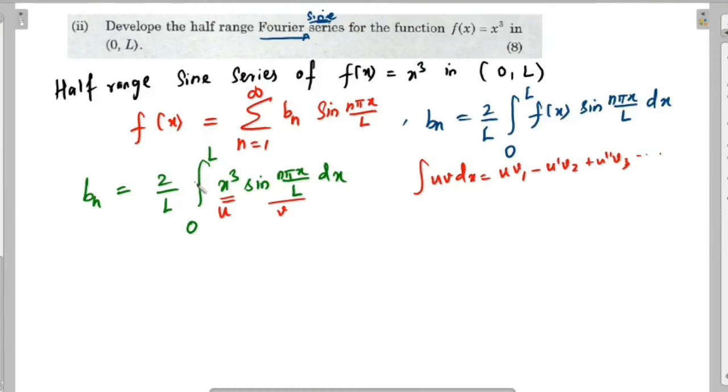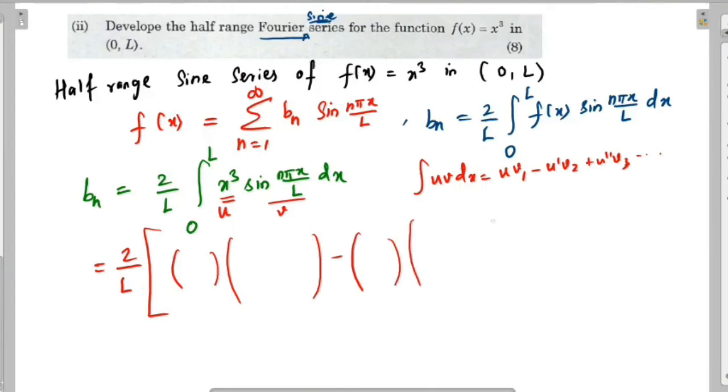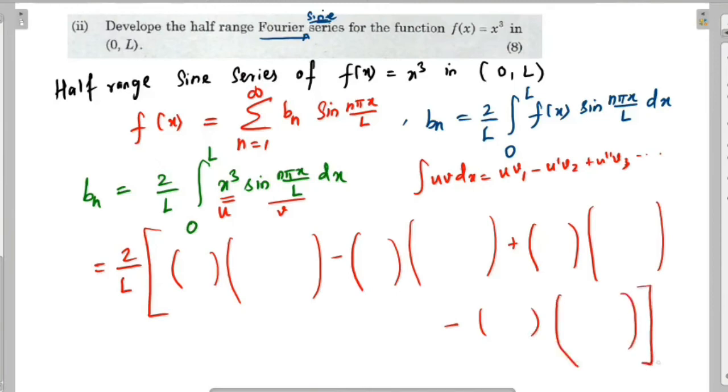So I am going to apply 2 by L into, like this I am going to do. In this way you can easily get the answer quickly. So I recommend you do this problem like this. From that you can easily identify the answer.